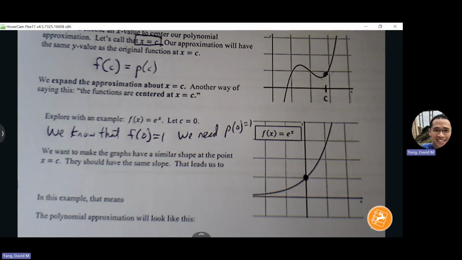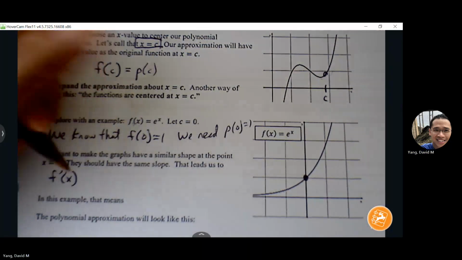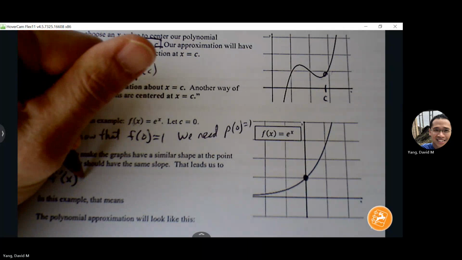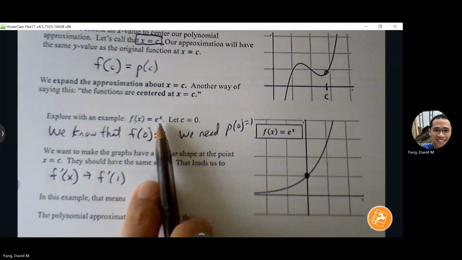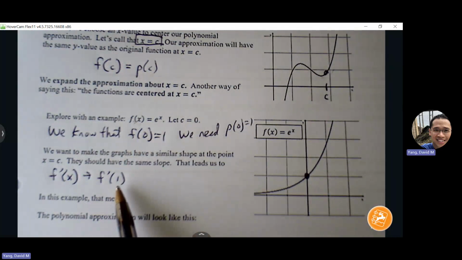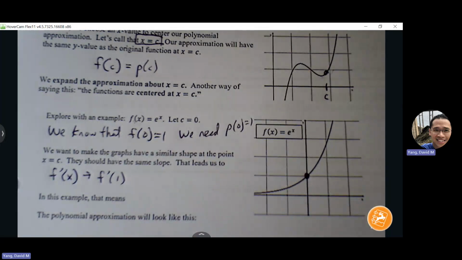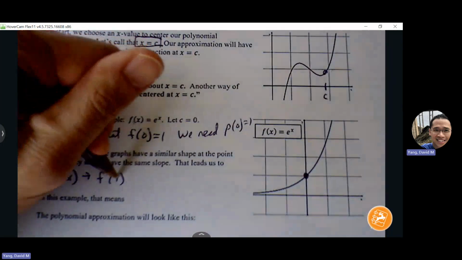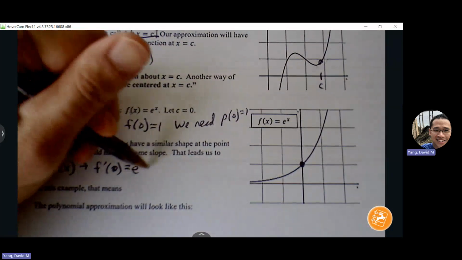And next, we want to make the slope equal to each other. So let's find f prime. What's e to the x's derivative? Yep. And then f prime of 1 is just equal to e, right? Sorry, not 1, my bad. We're talking about x equals 0 here. So f prime of 0 is equal to what? e to the 0 is 1. So that's my slope.